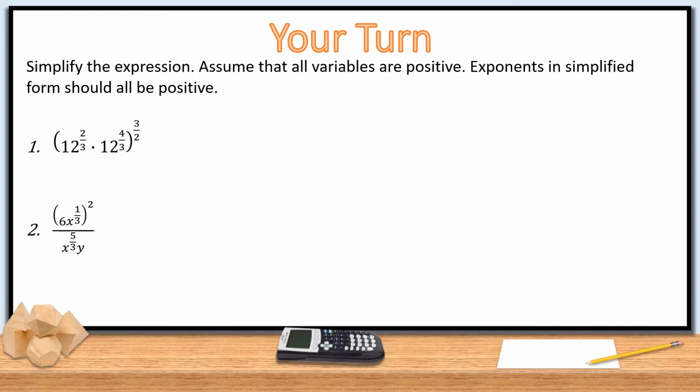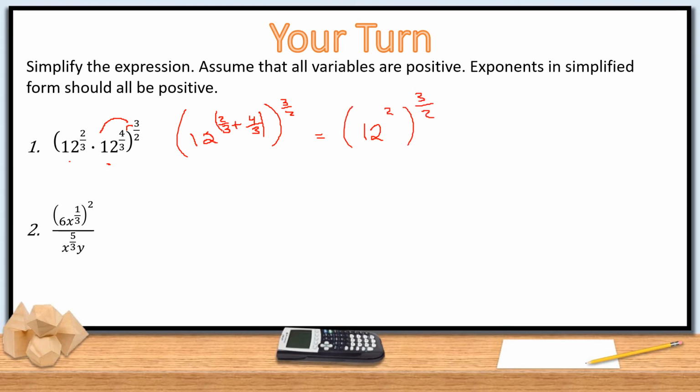Okay, so looking at the first one, base value is the same, so it's going to be 12. We're going to add those exponents. And you could do this in another order. Like you could distribute the exponent first. It doesn't matter. You will get the same answer either way, but I kind of like to tidy up what's inside the parentheses first, and then bring in that extra number. So we got 12 to the power of 2/3 plus 4/3. So that will be 6/3, which is 2. So it's going to be 12 to the power of 2, all to the power of 3/2.